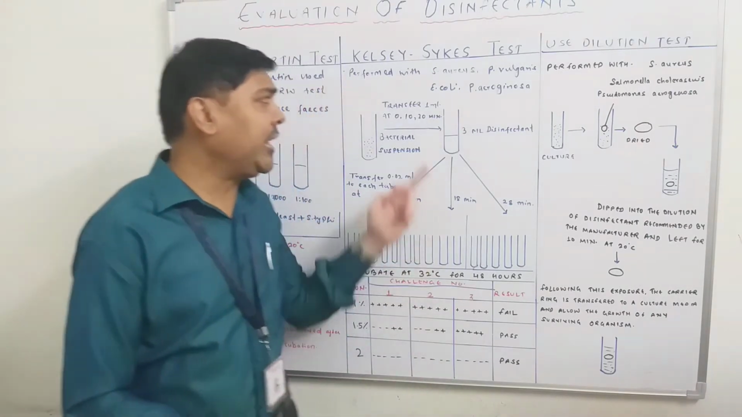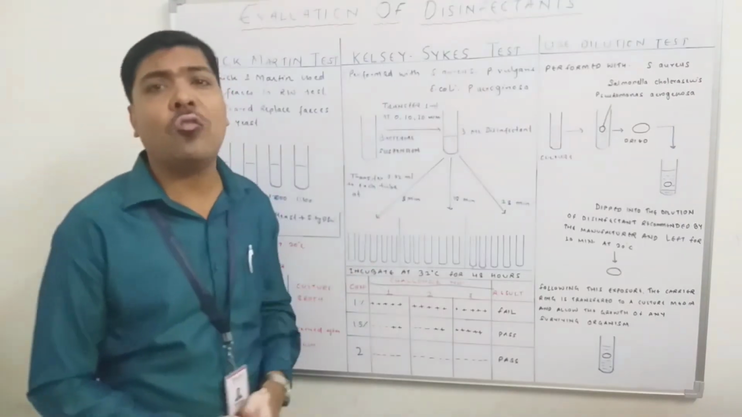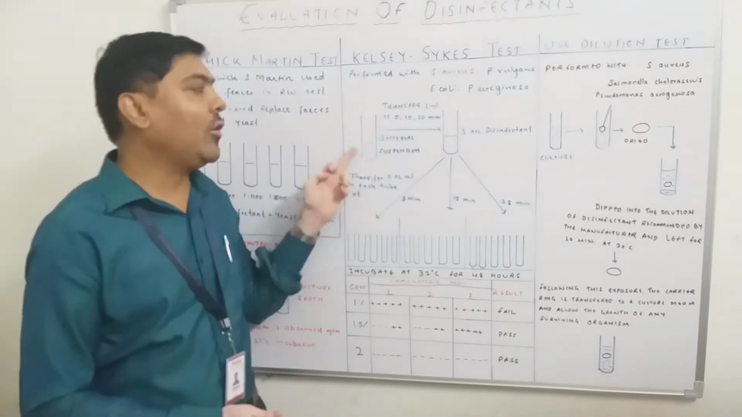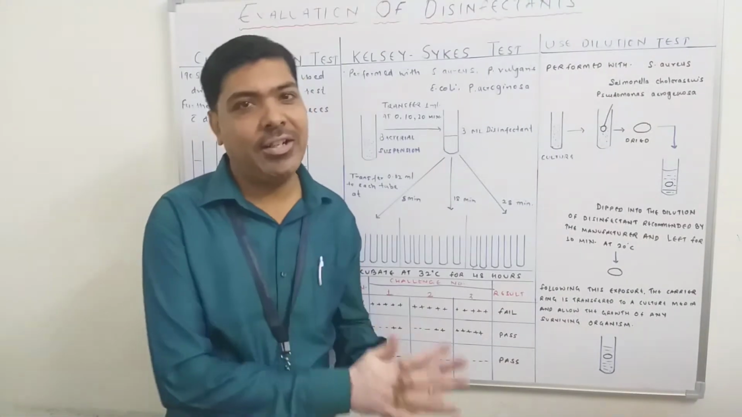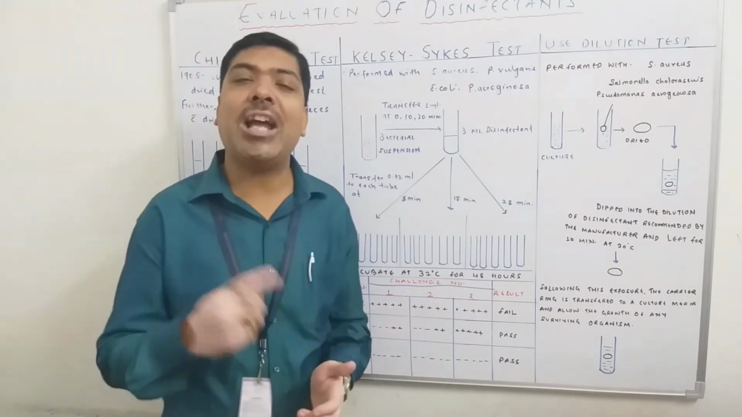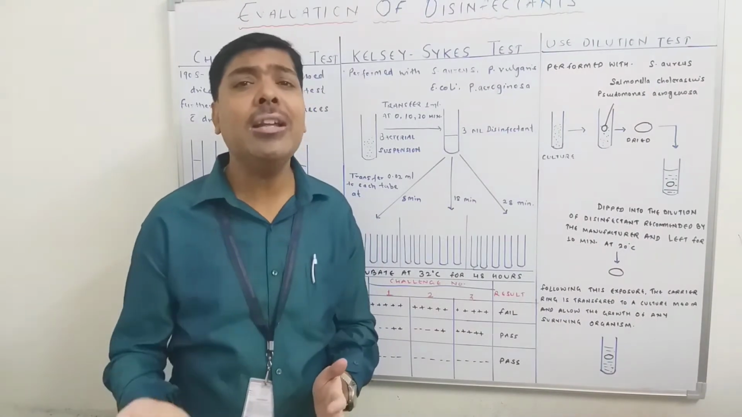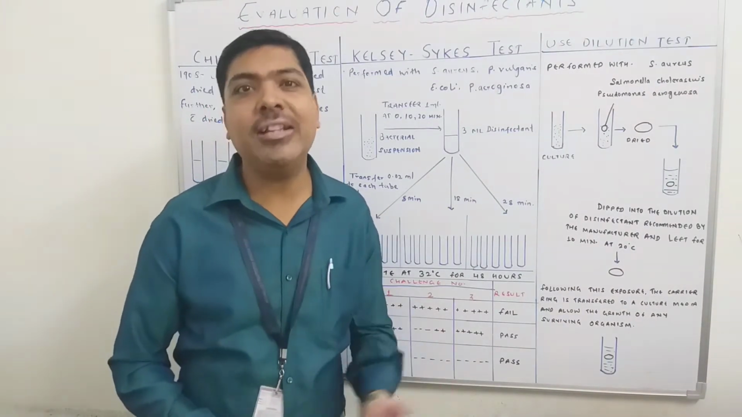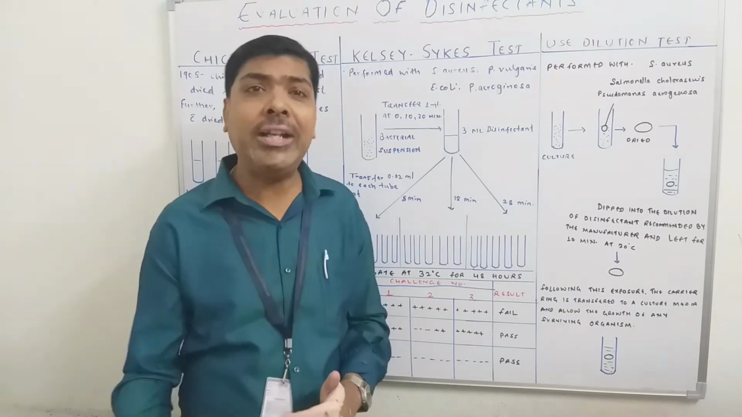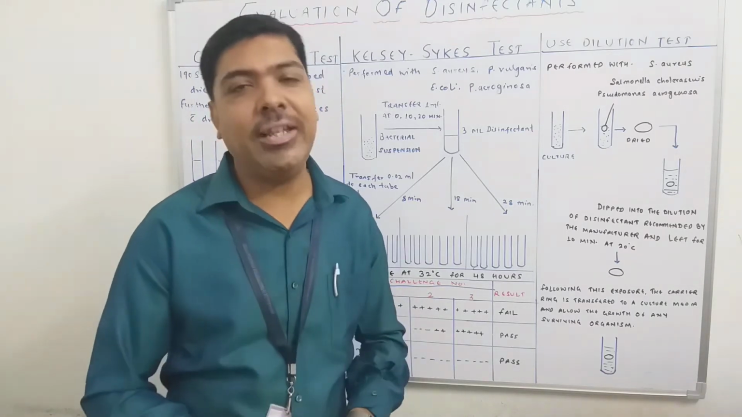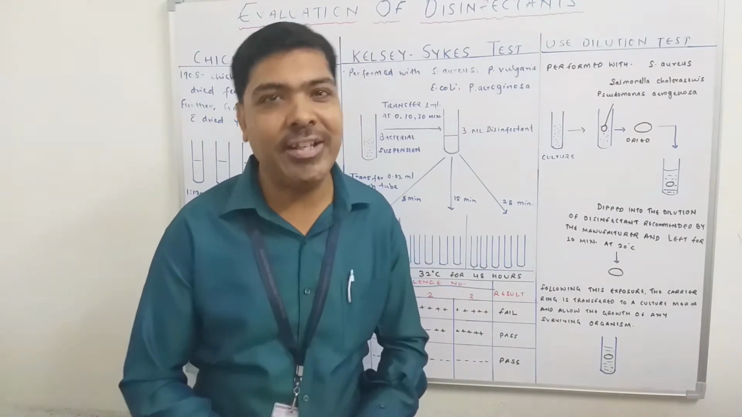When the 20 minutes is achieved, we again add 1 ml of the bacterial suspension into the 3 ml of the same test disinfectant. So at time 0 we are checking the capacity of the test disinfectant, at time 10 we are checking its capability to kill the microorganism, and at time 20 we again observe the growth of the microorganism even in the presence of the disinfectant.